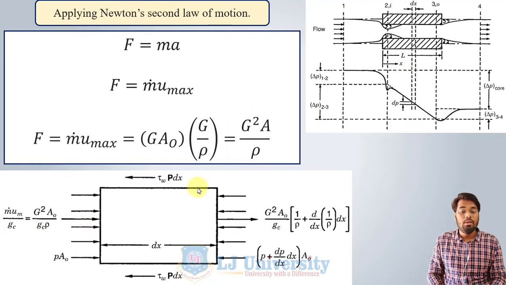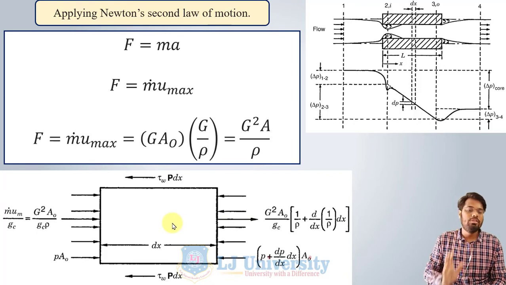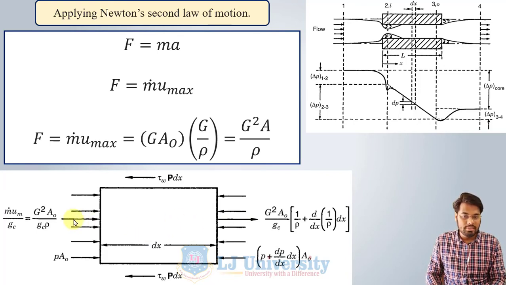Now within this element, within this core, as we have discussed, due to the cooling or heating, the density of the fluid is going to change. So at entry it is G square into A0 divided by rho. The value of gc is 1, so instead of gc you can write 1. So G square into A0 divided by rho at the entry point. After traveling distance dx, the density is going to change. So what would be the changed density? It would be 1 upon rho plus the change in density, d by dx, due to traveling distance dx.